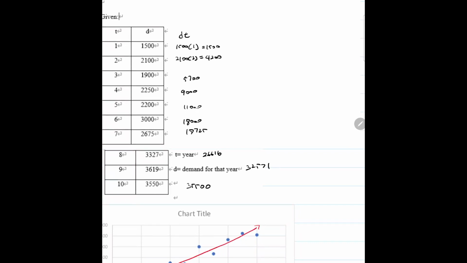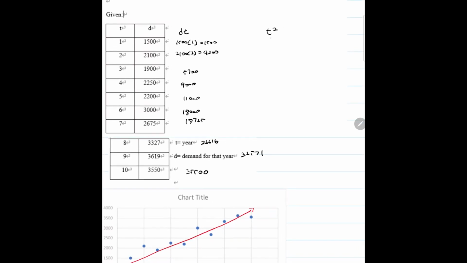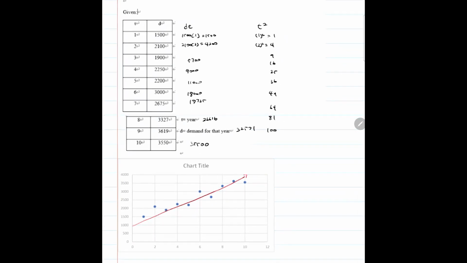And now we need the t squared. Just simply period to the power of 2. So 1, 4, 9, 16, 25, 36, 49, 64, 81, 100. Okay, so now we've got all the data that we need.